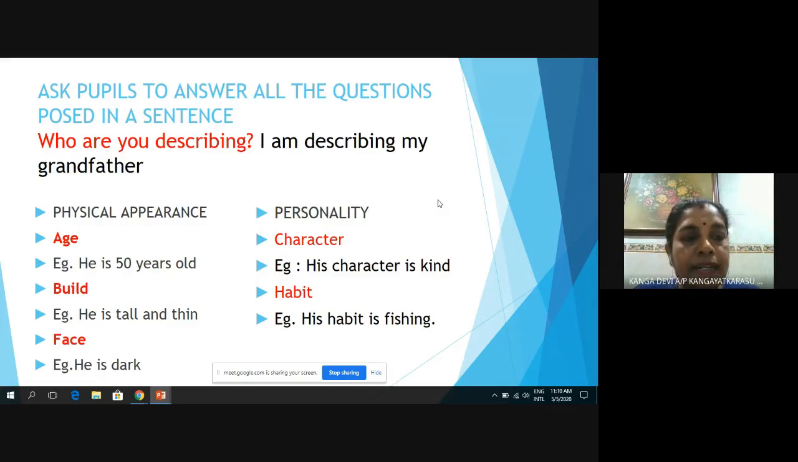All right, and then face. Okay, face, they look at you, they'll say, he's dark, he's fair. Fair also, most of them don't know. They might say he's white. Okay, personality. I'm sure most of you have taught novels, so you know about character. So his character is kind. They cannot write he is kind. Okay, never mind. Habit. They will think habit is like hobbies. So his habit is fishing. Nothing wrong. Because I'm looking here at students who are really very weak, who are not interested in studying.